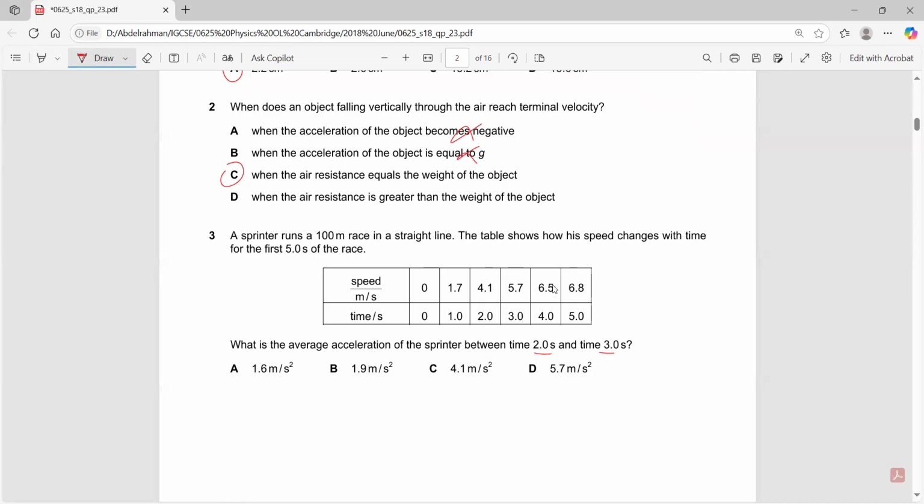Can I find the acceleration between time 2 and 3? Yes, it would be 5.7 minus 4.1, divided by 3 minus 2, which is 1.6 meters per second squared.